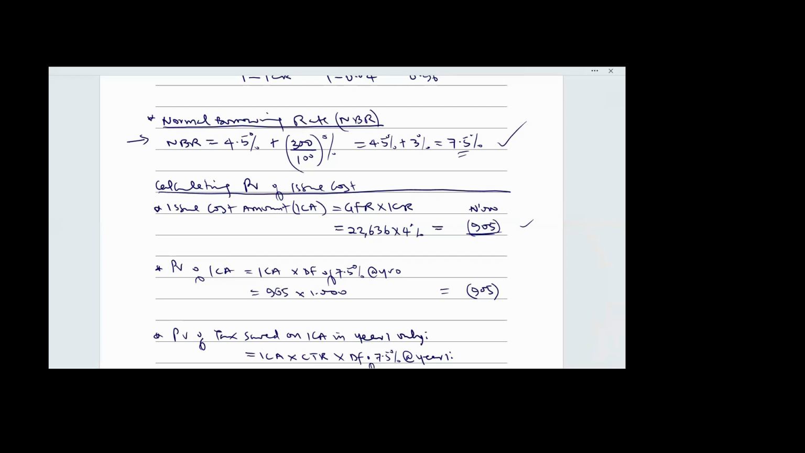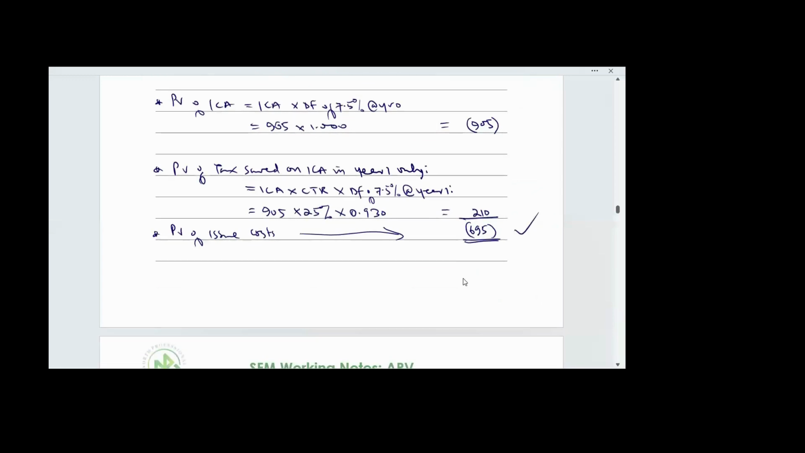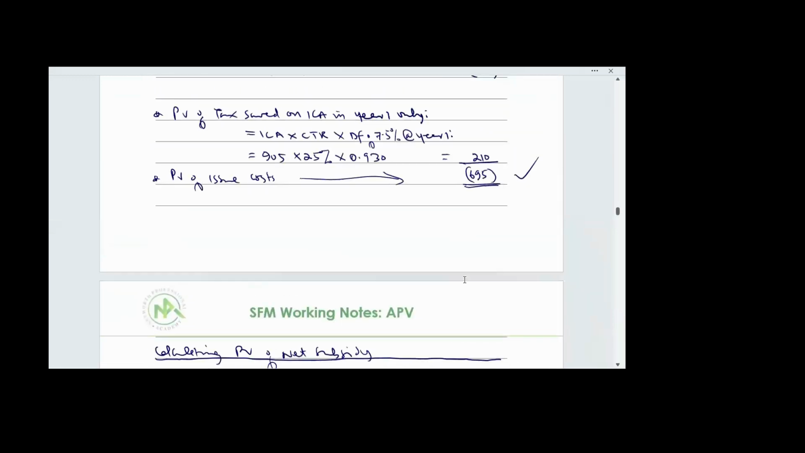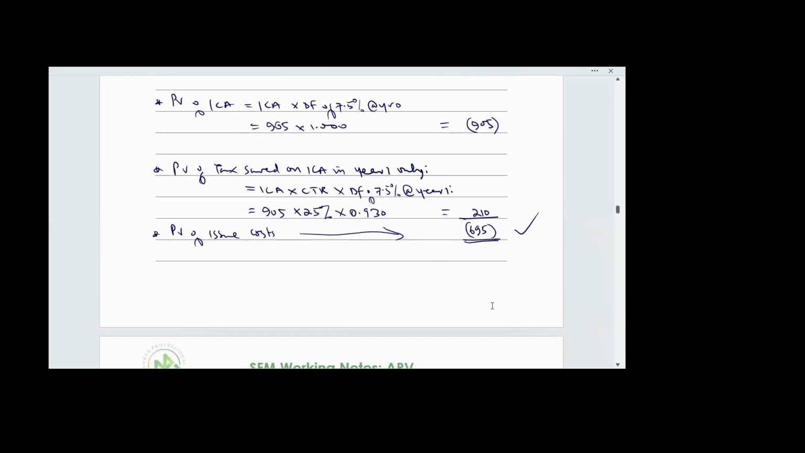Not yet, sir. Also, the PV of tax saved on issue cost. Hold on, before you move to the tax saved, this particular one that you said you got a different answer, is it clear now? Yes, sir, it is. So which one is the next one? PV of tax saved on issue cost in year one. What about it? I do not understand the calculation, sir.